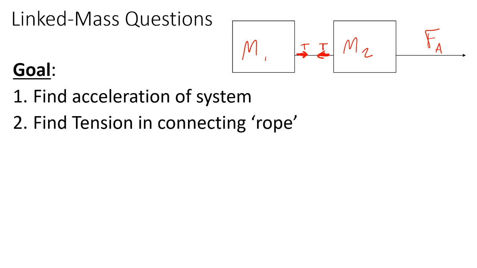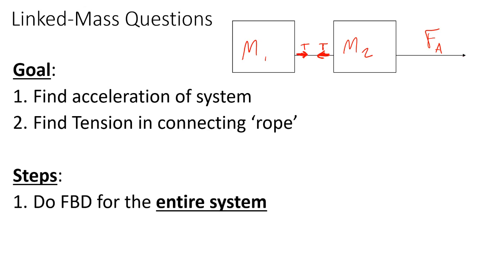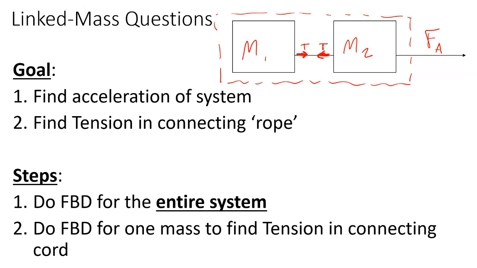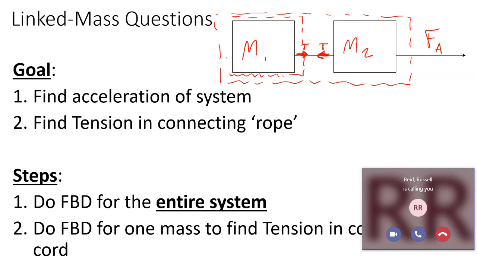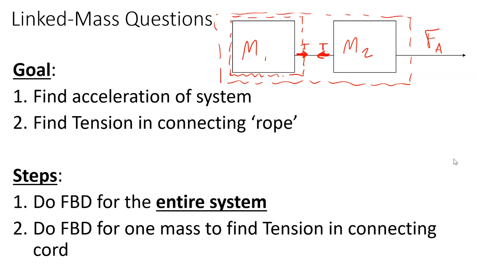Okay, so our steps: we are first going to take a free body diagram for the entire system. So you're going to see me draw things like a box around this entire system, and then be thinking about what forces are acting on that entire system. Then we will do a free body diagram, instead of for the entire system, for just one mass. So I'm just drawing a little dotted diagram around this mass.